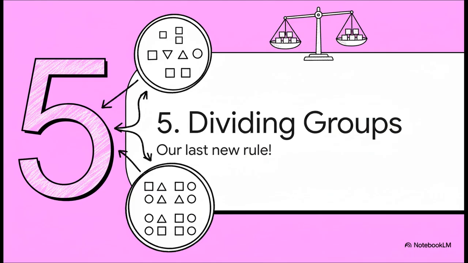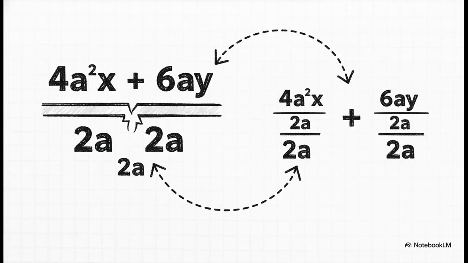We're going to learn how to divide a whole group by a single term. And guess what? It's all about that same idea of being fair, just like we did with multiplication. So here's our problem. Just like before, we have to be fair. That 2a on the bottom has to be shared with every single term on the top. The easiest way to show this is to just split the one big fraction into two smaller, simpler fractions. It's like turning one big scary problem into two little ones we already know how to solve.